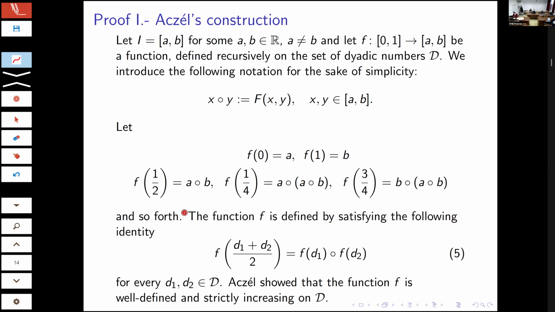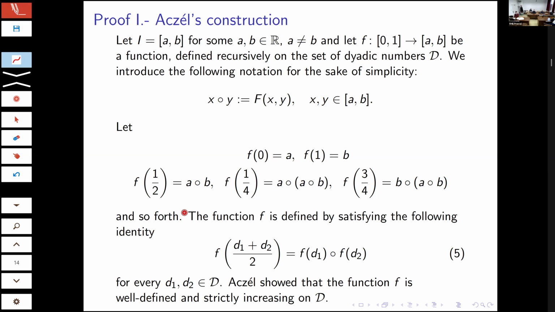So let's see how Acél did it. We tried to find a local behavior, but we were not able to. And finally, we recognized that the right way is following Acél as far as we can, and then when we cannot, we should do something else. So Acél also turned to the closed interval case, and he defined the function from 0, 1 to AB, recursively defined only on the dyadic numbers first.